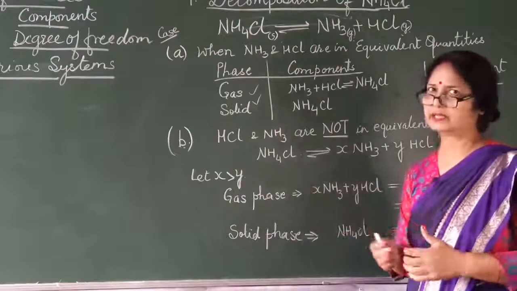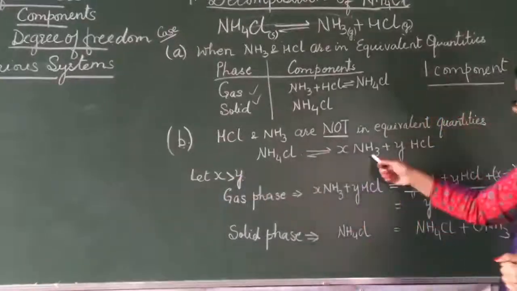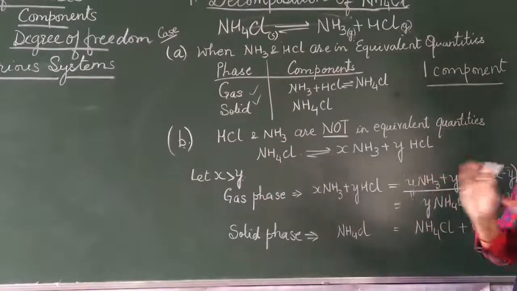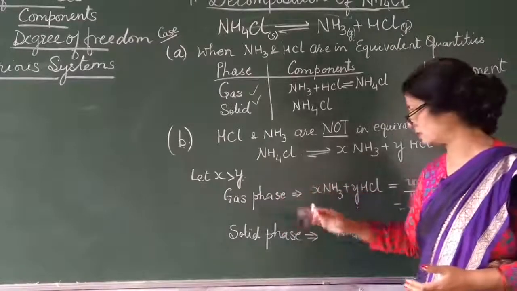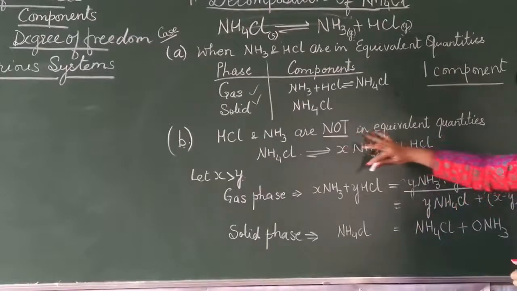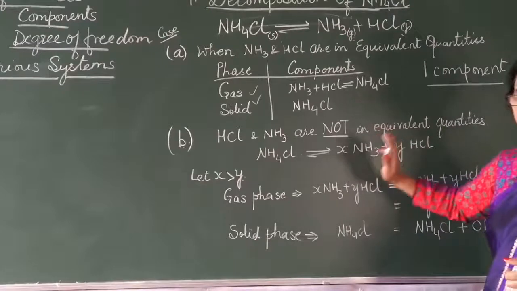Let it be NH3. Since I have taken X greater than Y, this means NH3 is present in a bit of excess compared to HCl, which means they are not in equivalent proportion. So how will we represent the gas phase now? The gas phase will be X NH3 plus Y HCl. They are both in the gaseous state, so this is our gaseous phase.